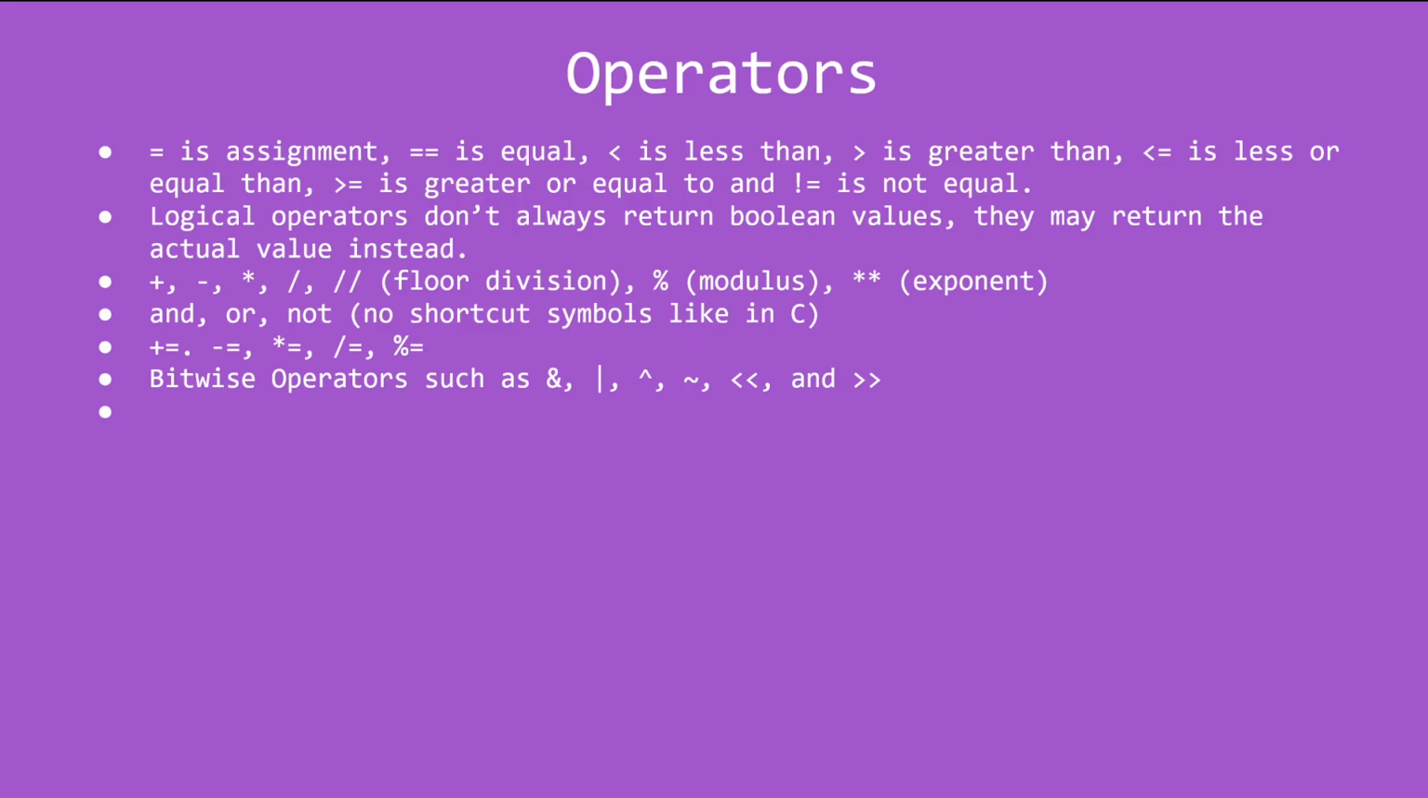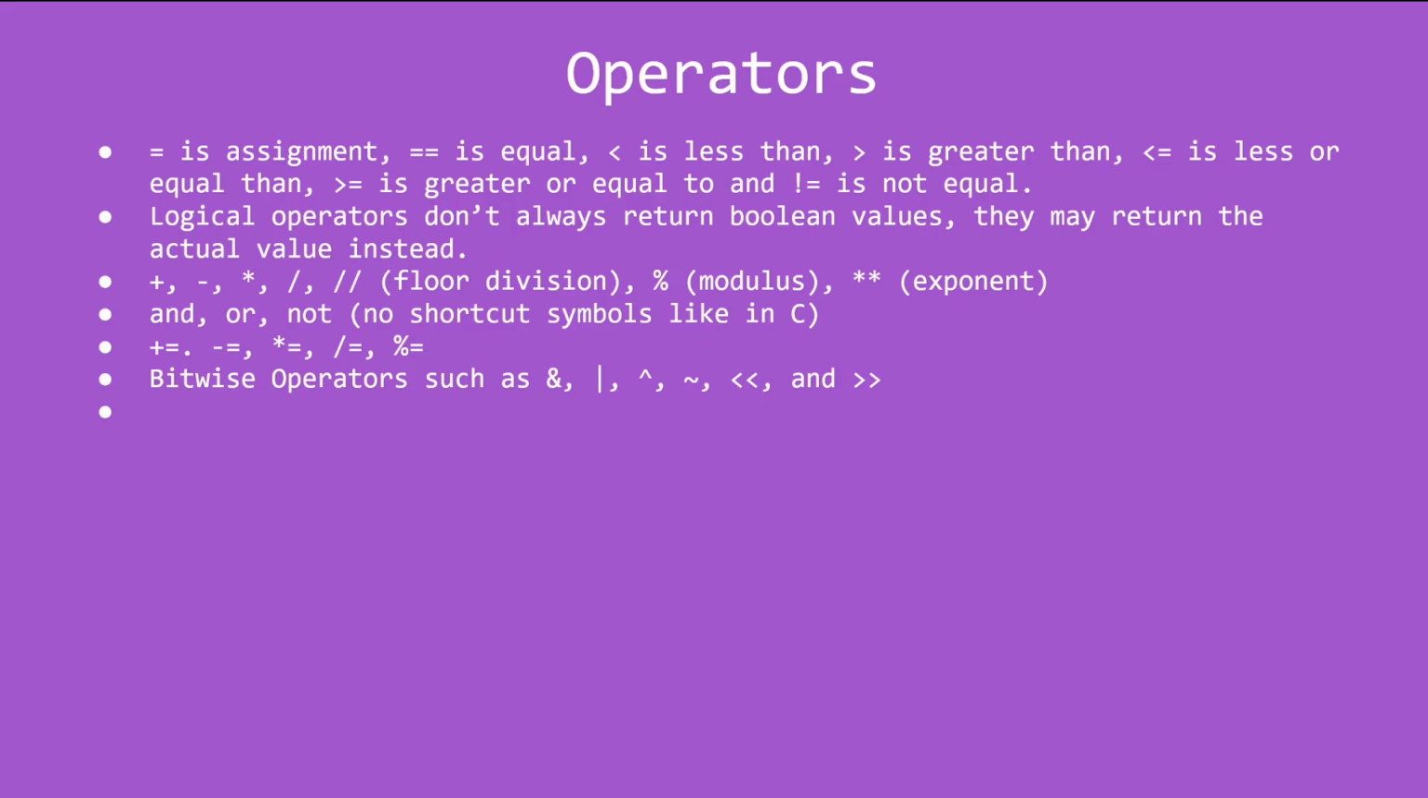We've also got our usual plus, minus, star for multiply, slash for division. We've got a double slash for floor division. We've got a percent sign for modulus, and double star for exponent. The caret symbol in this case is used for a bitwise operator. It's and, or, not. There's no shortcut symbols. The shortcut symbols are used for bitwise operations.